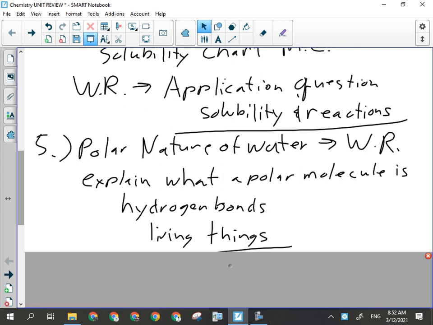And how some living things use the polar nature of water. We talked about how plants use that to transport water. That was one of the examples we talked about.